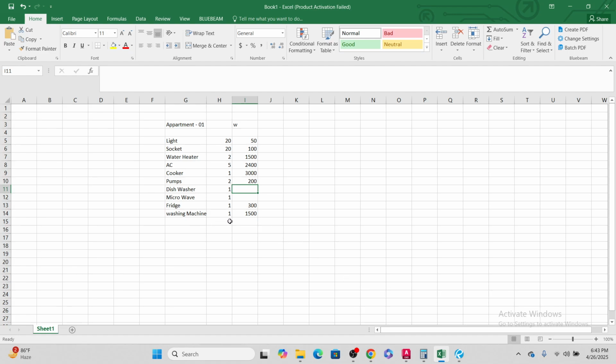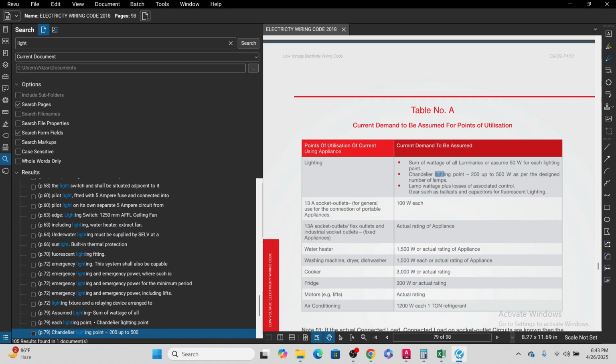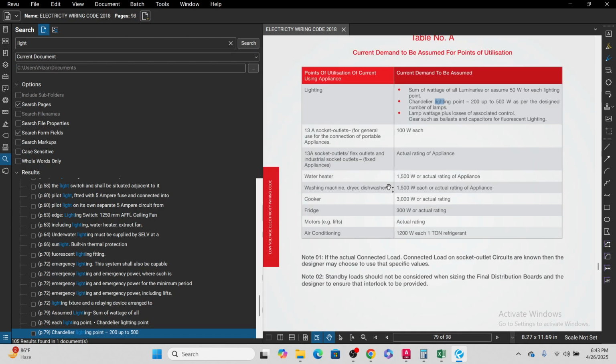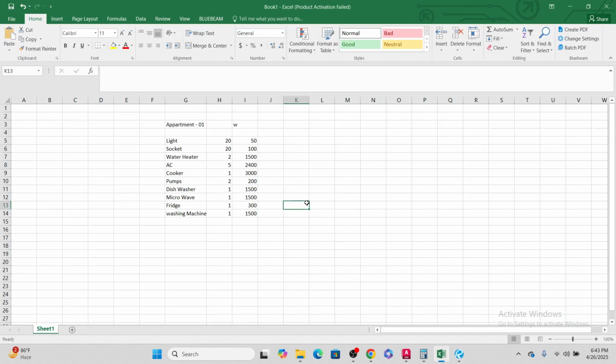Dishwasher, it's a big thing, so we will go with the same as the washing machine, 1500. Also microwave, I will go with the same. It's mentioned here, microwave. Dishwasher, already mentioned 1500. Let's multiply, then drag it and total with auto sum. So I have 26,200 watts, that means 26.2 kilowatt.